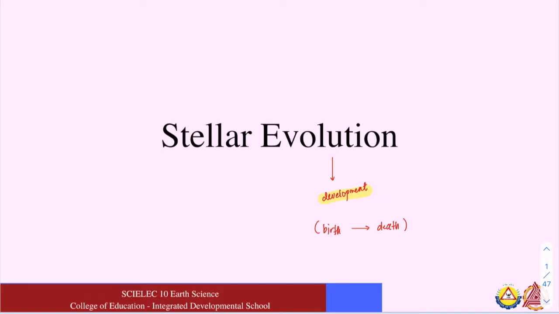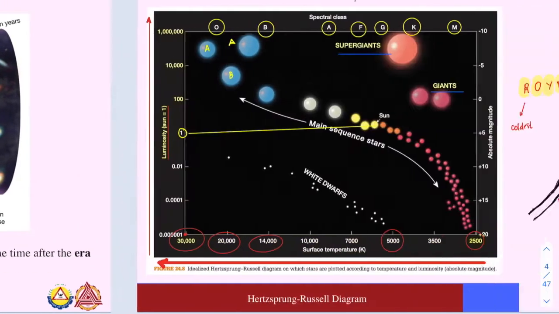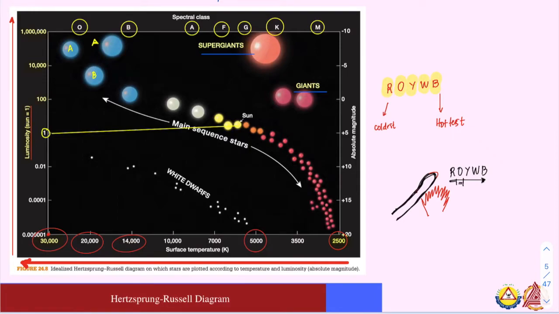Okay, good morning, everyone. We are going to continue with our discussion on stellar evolution. As you probably have learned, and I hope you have learned from the previous discussion, when we talk of stellar evolution, we are talking of a star's development, and that includes its birth up until its ultimate demise. Now, we are going to review some of the things that we discussed last time.